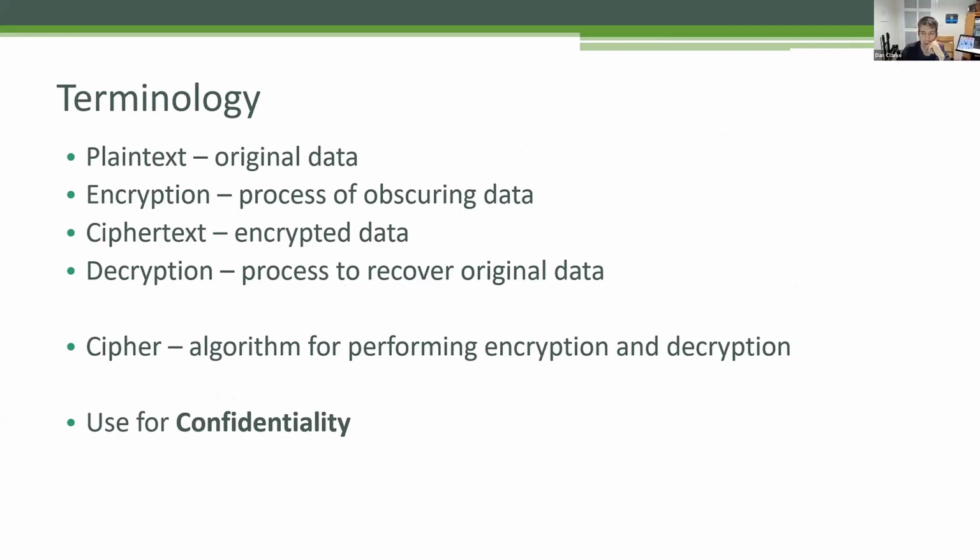Okay, thank you. So now we're going to get into what people normally expect with cryptography, which is encryption. There are some basic terms that you should know that are used in the industry. The first one is plain text. That's my original data. We're going to do encryption, which is the process of obscuring my data. Ciphertext is my encrypted data. Decryption is the process to recover the original data. The cipher is the algorithm we're using, and we're going to use this for confidentiality.